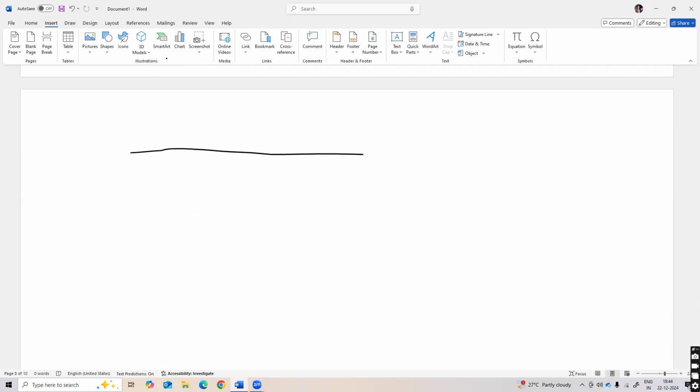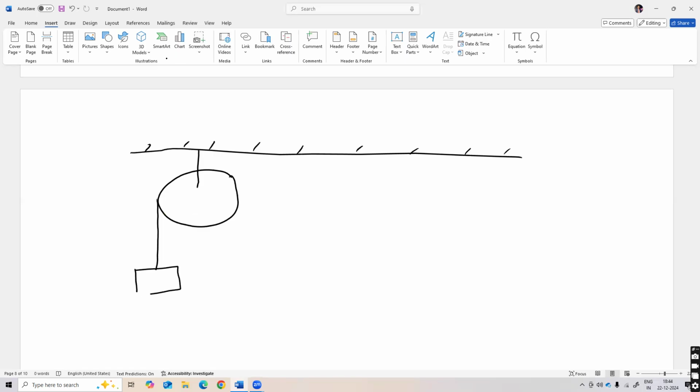Now let's consider one problem. Not a problem, but a sample example. Let's say this is a top. Then we have a bigger pulley here, and this object has mass m.